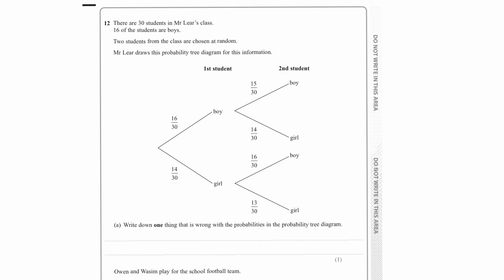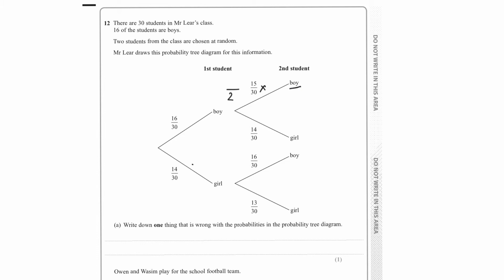So let's have a look. So this first tree looks correct because there are 16 boys, so 16 out of 30. And so there would be 14 girls, because if you did 30 take away 16, you get 14. So I'm happy with this tree. However, let's look at the other one. So for instance, the probability of picking out a second boy after you've picked out the first boy, it wouldn't have a denominator of 30.